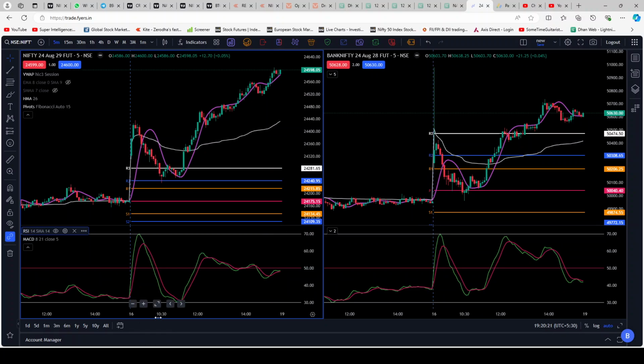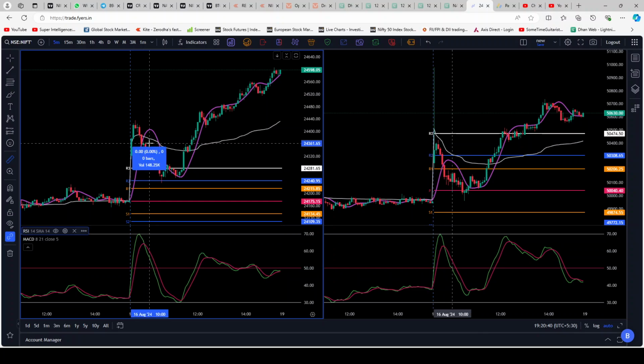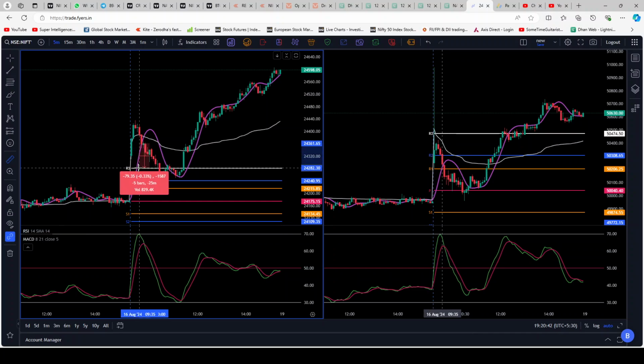What would have been the perfect entries on this particular day? The first good entry would have been over here. This would have been a short. The moment it goes below Hull moving average and it goes below VWAP would have been a good short. Actually, one should have shorted here and taken the profit at about 79, 80 points.